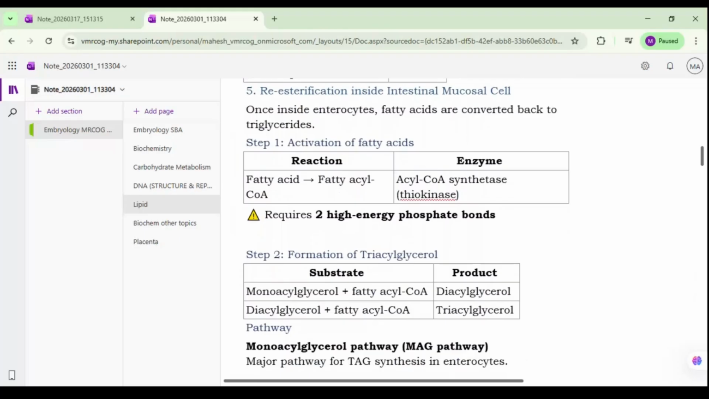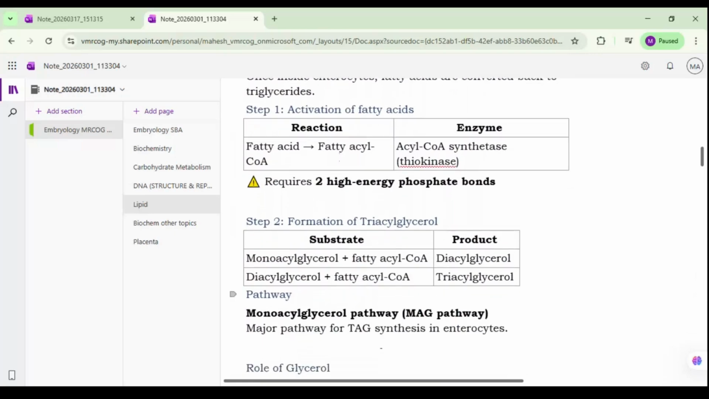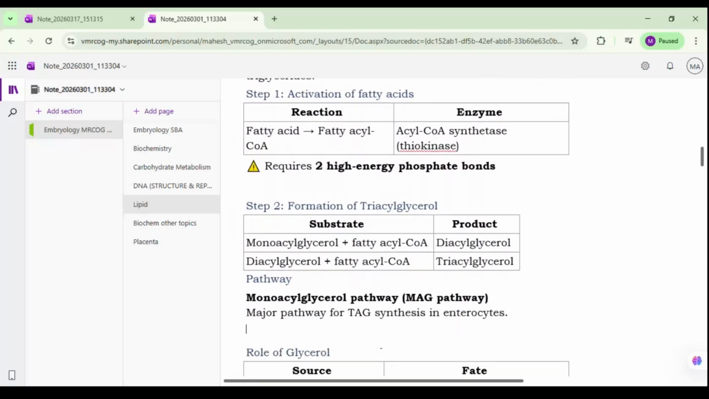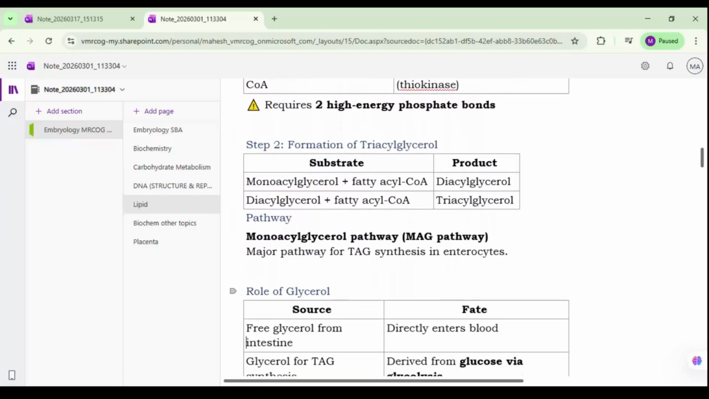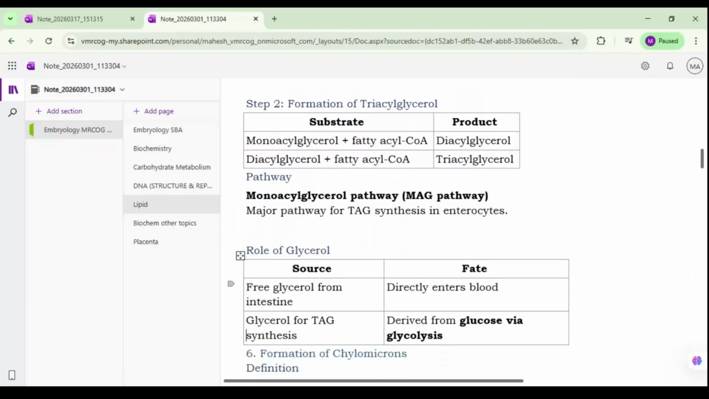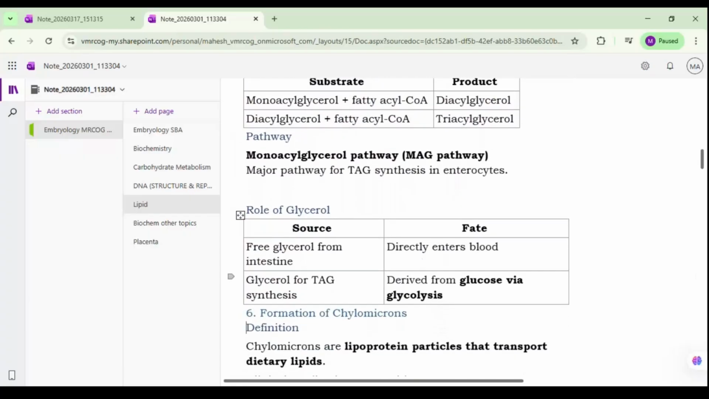So triacylglycerol to some intermediate products. From intermediate products, again you get a triacylglycerol. So you get monoacylglycerol plus fatty acyl CoA forming diacylglycerol, and this diacylglycerol plus free fatty acyl CoA will form triacylglycerol. Okay, so monoacylglycerol pathway, that is the MAG pathway, is the major pathway for TAG synthesis in the enterocytes. So monoacylglycerol is the major pathway. But along with this, some amount of glycerol is also getting formed. When there is digestion, we have seen that a small amount of glycerol is also getting formed.